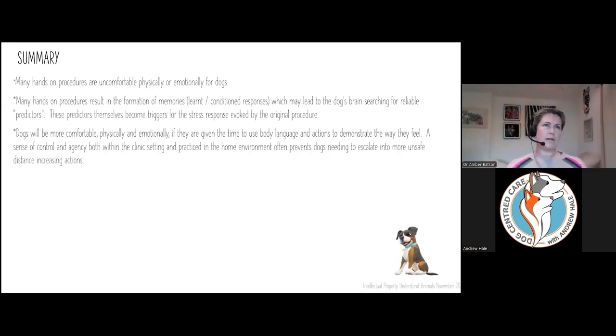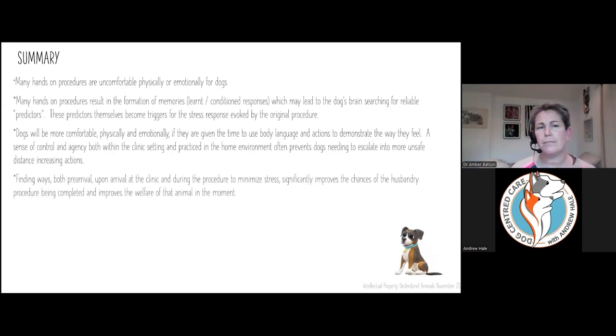So it's just thinking about the time frame and just allowing the dog to feel that there are options and that they are being responded to when they communicate. If we can improve the sense of control and agency they have, both inside the clinic setting and practiced away from the clinic, then that does reduce the dog's need to escalate into those more unsafe, distance increasing actions.